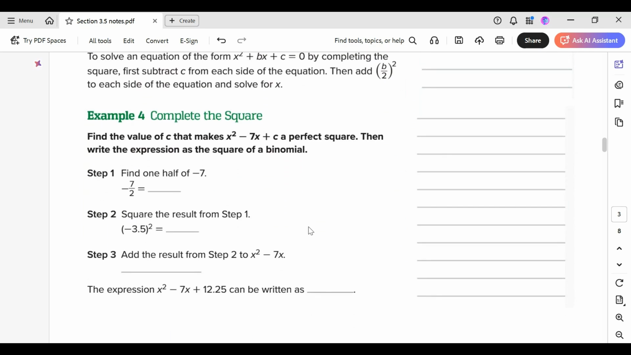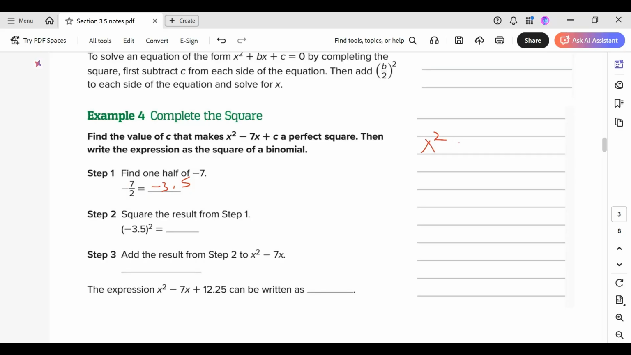Then write an expression as a square of the trinomial. So first it says find half, 1/2 of -7. Remember that's the same thing as saying -3.5. We can write it in decimal form, or you can leave it as a fraction. I'm going to follow the fraction format so that it makes more sense.